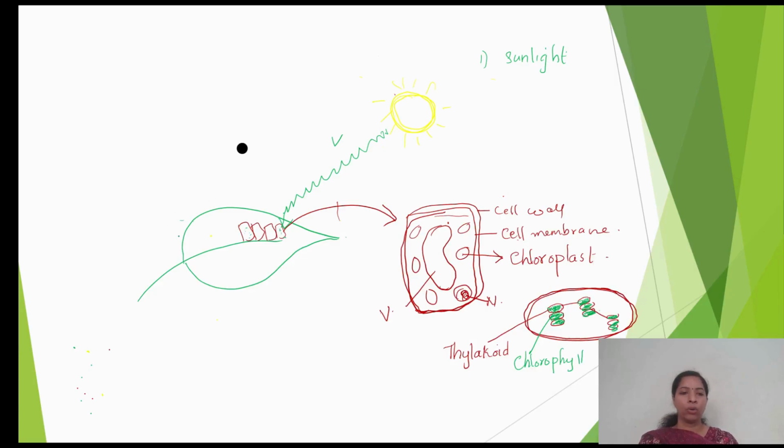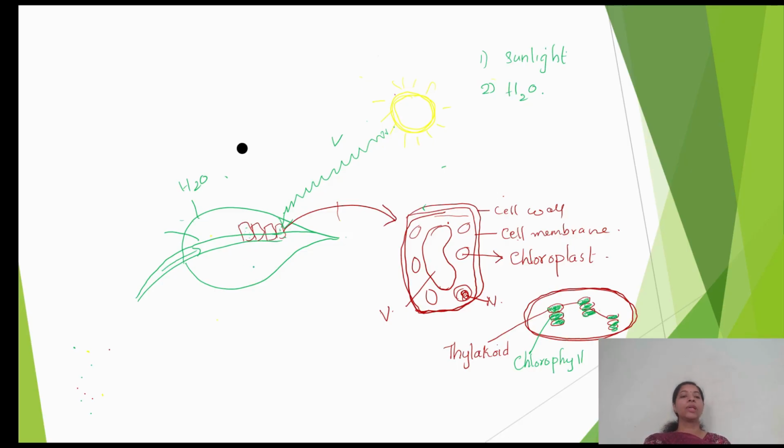Okay. Now, just see here. Through this midrib, water also reached. So we got our second raw material, that is water. Now we need carbon dioxide.